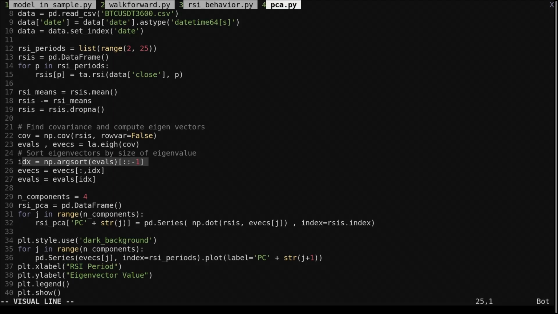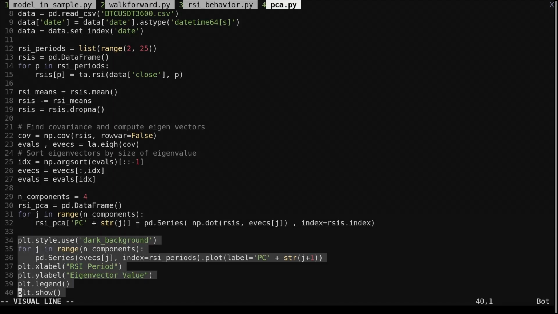We sort the eigenvalues in descending order, and then arrange the eigenvectors in the same order. Now we get the first 4 principal components. The number of components to use will be an adjustable parameter in the model we use later. Here, 4 is an arbitrary choice. To get the principal components, we find the dot product between the RSIs and the eigenvectors.